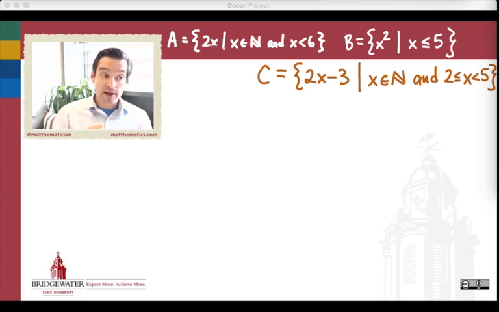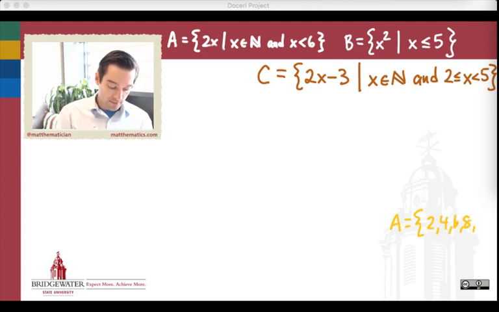So before we do anything, let's come up with a roster for C. And before I do that, let me write down the rosters that we had for A and B, just so that we don't lose that information. A was 2, 4, 6, 8, and 10. B was 1, 4, 9, 16, and 25.